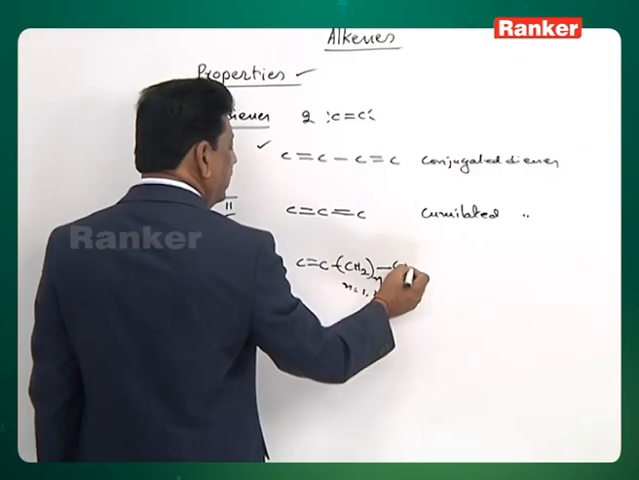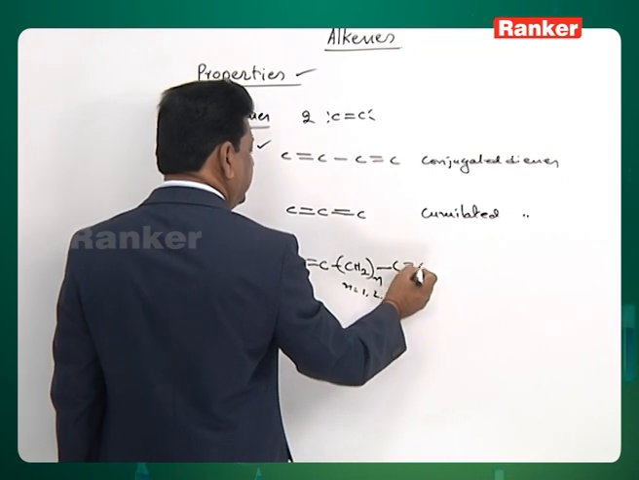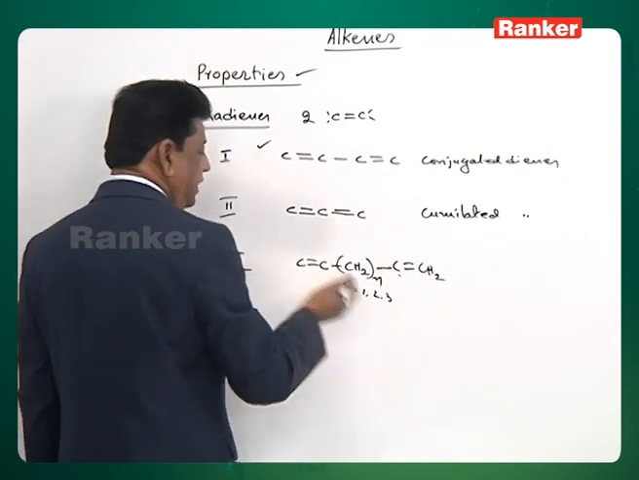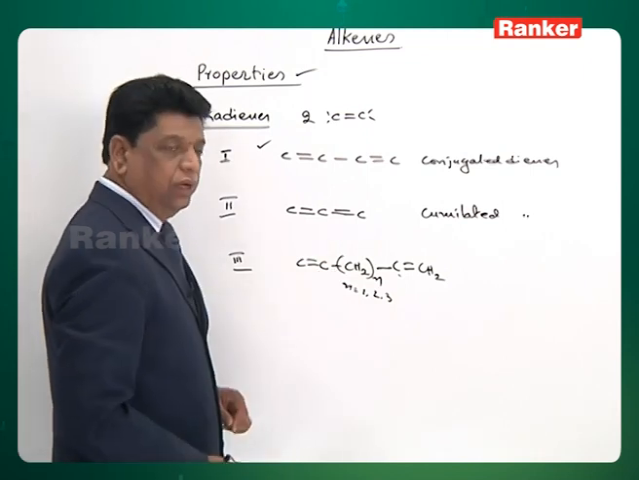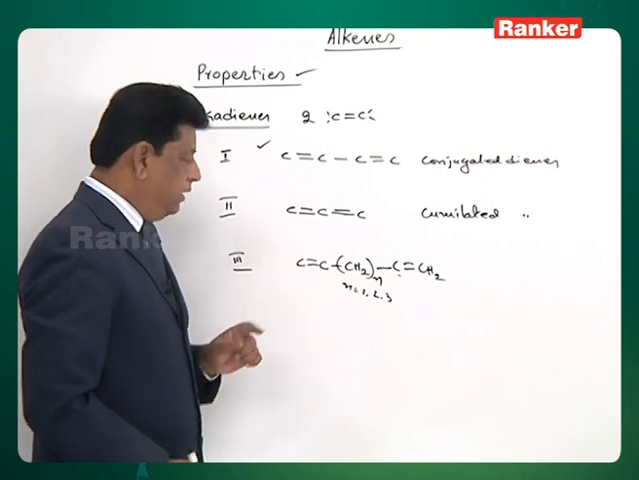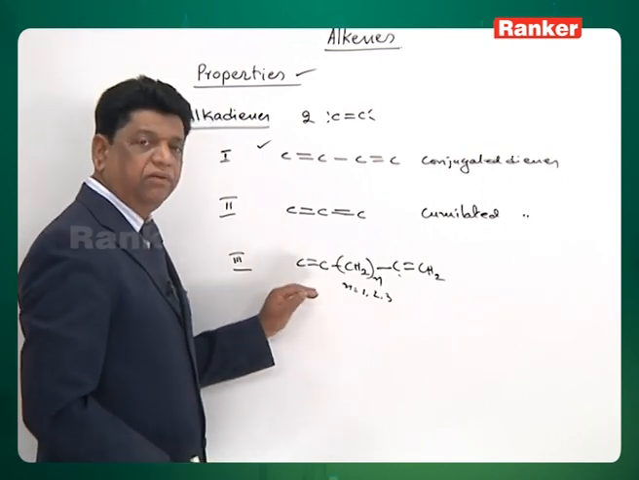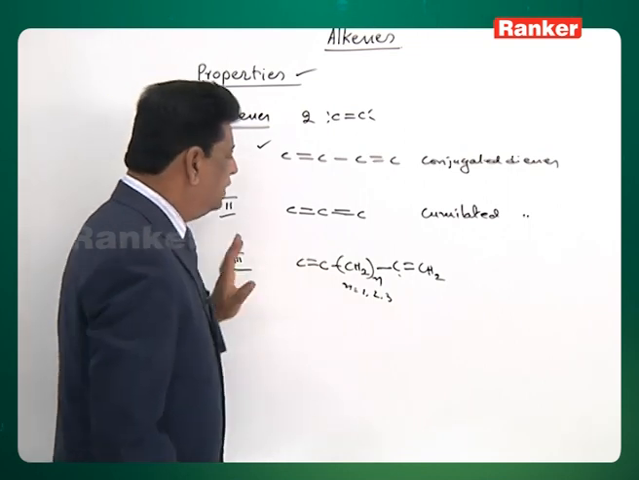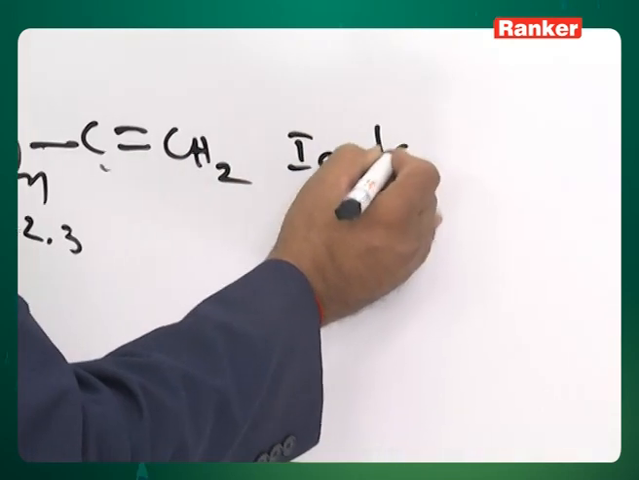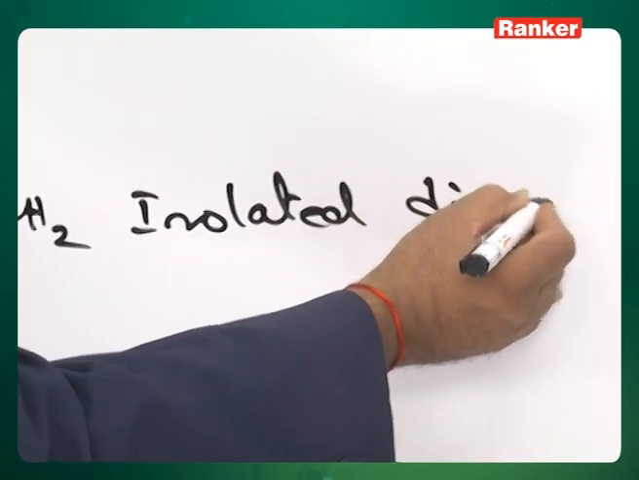After that, another double bond is there. One double bond and another double bond are separated by a CH2 unit. In such a case, this double bond cannot influence the other double bond. So the preparations and properties will be just on par with the alkenes. This is called isolated dienes.